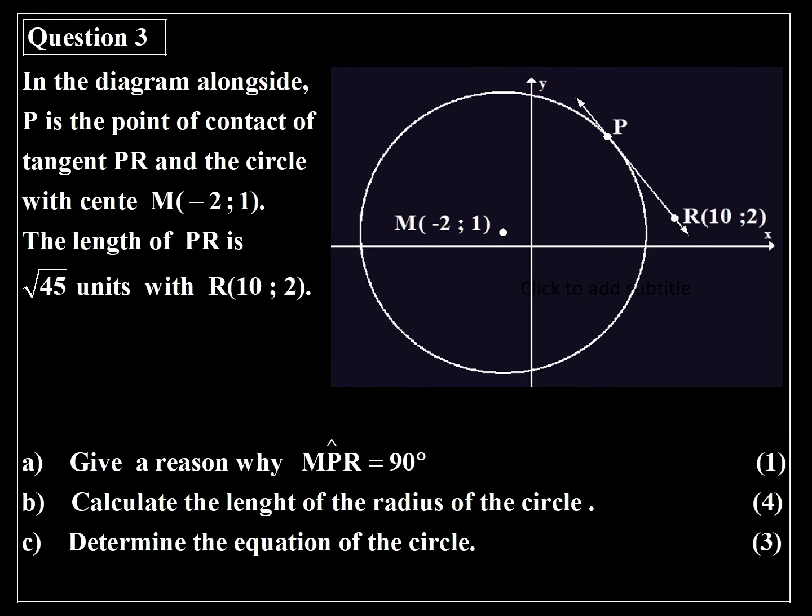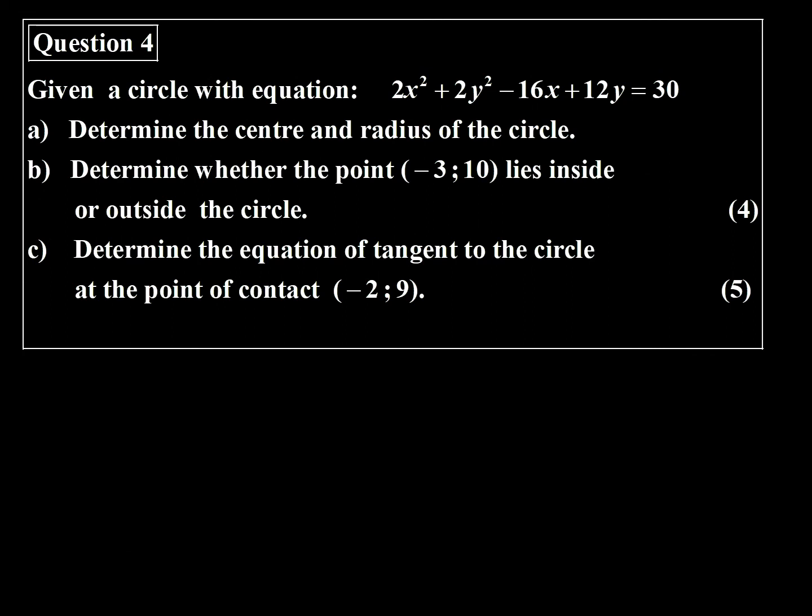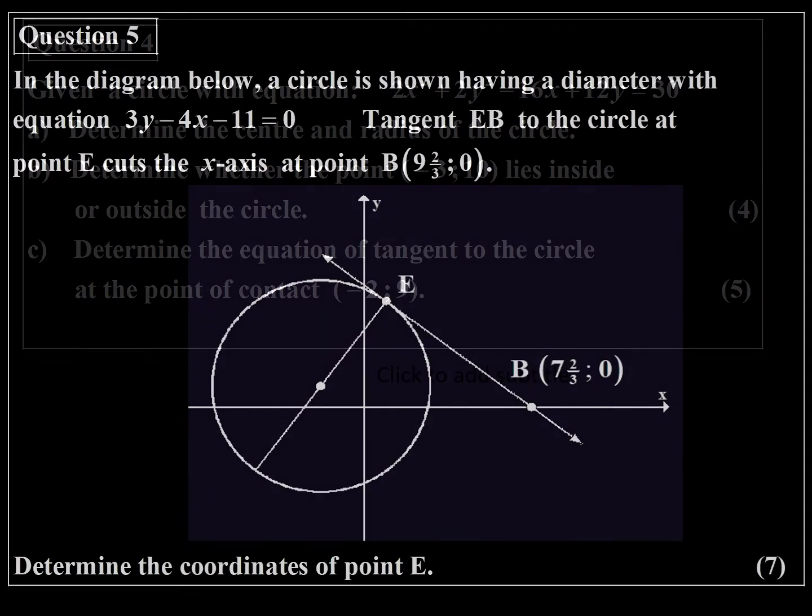Straightforward questions. Same with number 3, give a reason why it's 90. Find the length of a radius there. Determine the equation. I think there's a spelling mistake there. Determine the equation of the circle. And then the last question there. Here we have an equation given. Find the center and the radius. We did something similar. Determine whether a point lies inside or outside the circle. And then we want the equation of a tangent there.